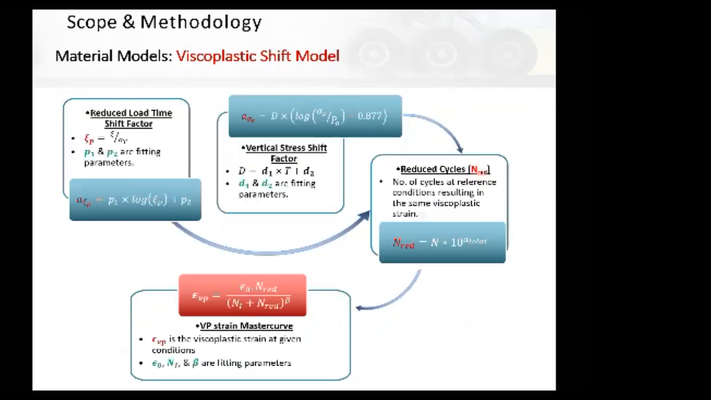Now, I don't want to go too much into the viscoelastic shift model here. All I'm showing you here is what needs to be figured out: the time temperature shift factor, and you can do that by testing the asphalt at various temperatures. What is the vertical stress shift factor? And you can do that by testing at different deviatoric stress levels.